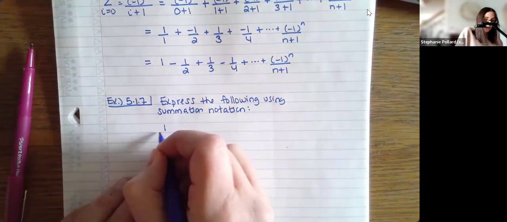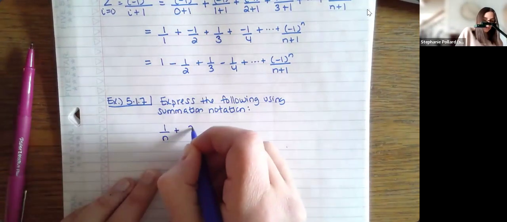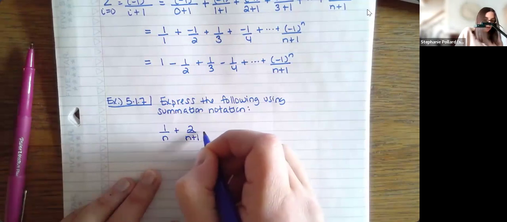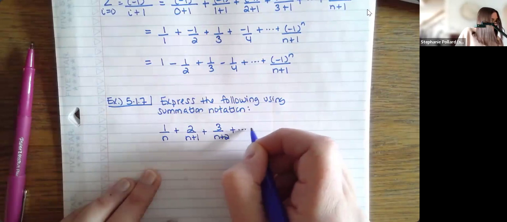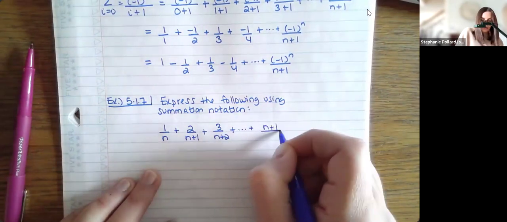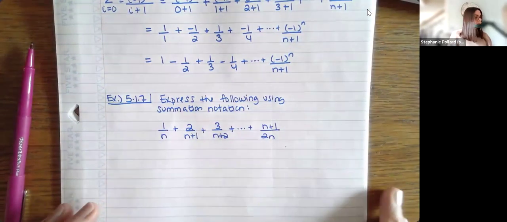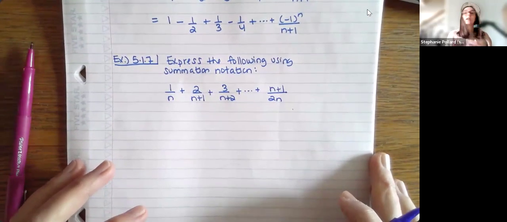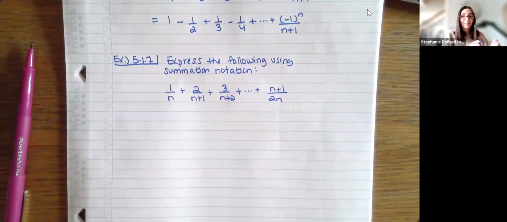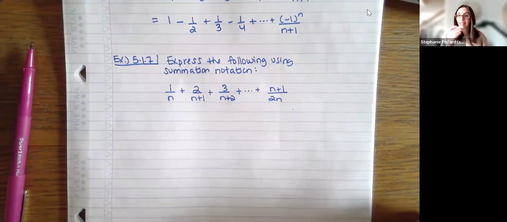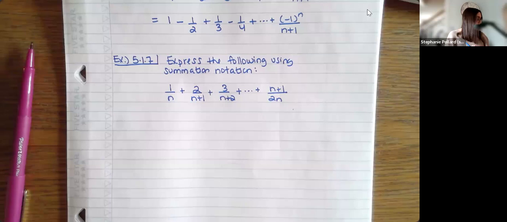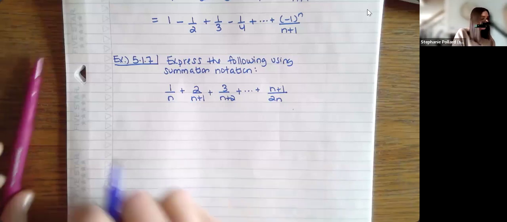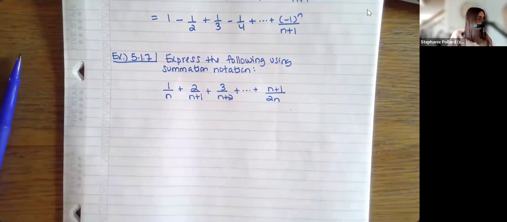So 1 over n plus 2 over n plus 1 plus 3 over n plus 2 plus, up to, n plus 1 all over 2n. And again, these are definitely trickier. It's much easier to have the formula and go to the terms, the individual pieces, rather than to go backwards. So there is a bit of trial and error that has to happen here. If you think about what's going on, it is a little tough to see.